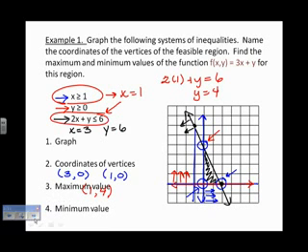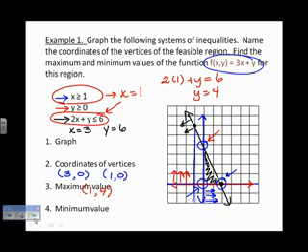The next thing I want to do is find my minimum and my maximum values. To find the minimum and maximum value, I have to use the function that I have written up here in the question in red. I wrote that function in red because it's very important. It's always going to help you find your minimum or your maximum value.